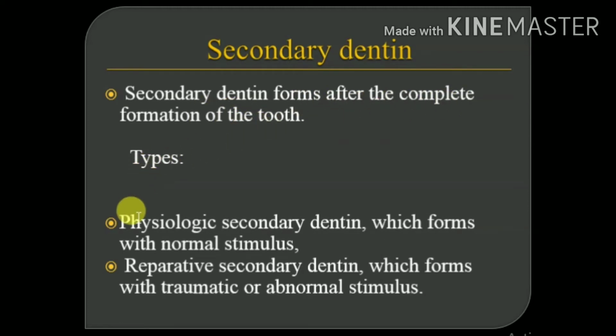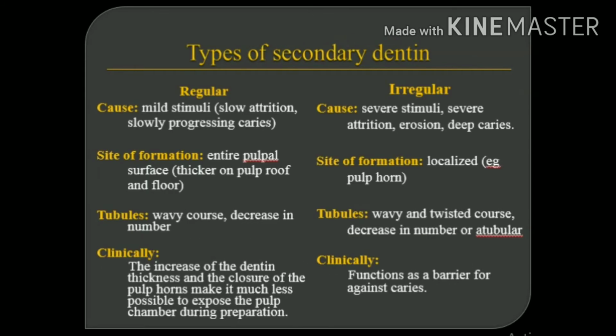Now the types: there could be physiological secondary dentin, which forms with normal stimulus, or a reparative secondary dentin, which forms with either a traumatic or abnormal stimulus. So it could be reparative or it could be physiologic. Now, a comparative evaluation of the regular and irregular types. The regular secondary dentin, that is physiological, is caused by mild stimulus, like the patient is slowly attriting, or slowly progressing caries. But the irregular is caused by severe stimuli: severe attrition, erosion, deep caries lesion.